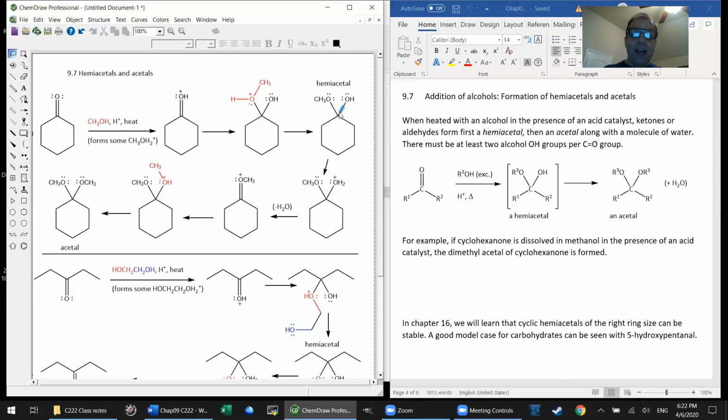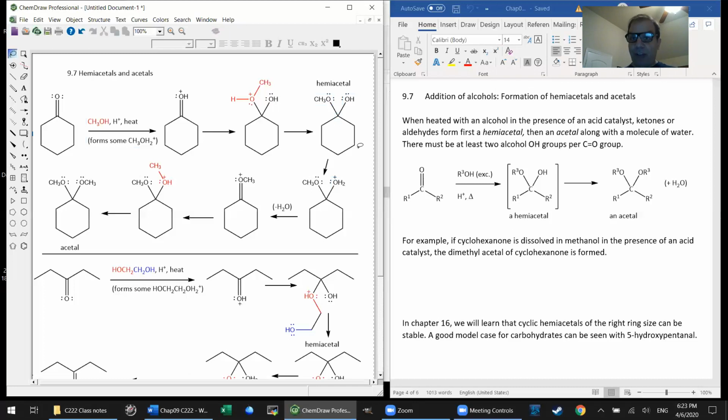Good, so this species is our hemiacetal. The definition of the hemiacetal is a species that has an sp3 hybridized carbon with OH and O-alkyl directly attached to it. That's what we mean by a hemiacetal. This is actually going to react further. Now what will happen is a proton will get transferred again from the conjugate acid of our solvent to the OH oxygen, and we'll get this species here.